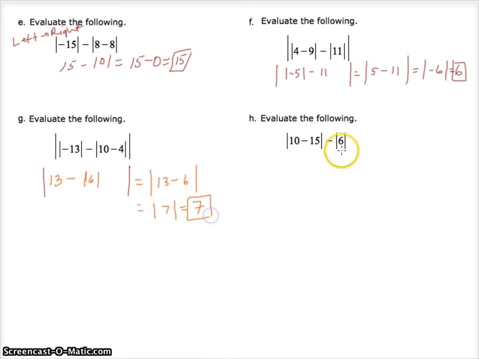Go ahead and try letter H on your own. Letter H says find the absolute value of 10 minus 15. So 10 minus 15 is negative 5. So we have to find the absolute value of negative 5 minus the absolute value of 6, which was 6. So that looks like the absolute value of negative 5 is 5, minus 6 is negative 1. So remember, just follow your absolute values and do your operations when it tells you to. It's a pretty simple thing. Good luck.